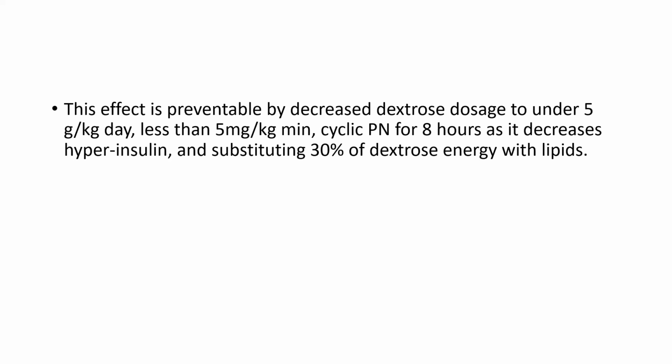This effect is preventable by decreasing the dextrose dosage to under 5 gram per kg per day, less than 5 mg per kg per minute, and cyclic parenteral nutrition for 8 hours, as it decreases hyperinsulinemia, substituting 30% of dextrose energy with the lipids.